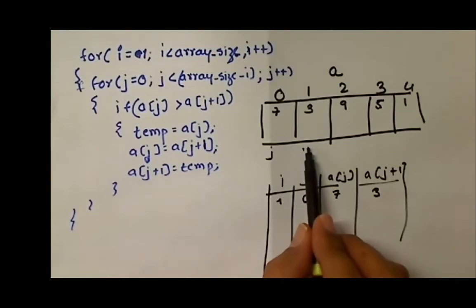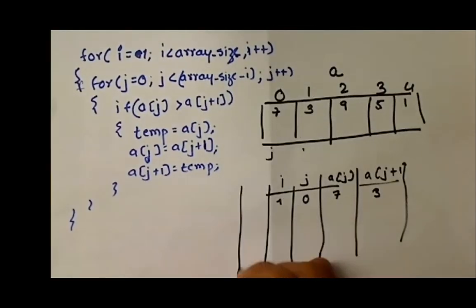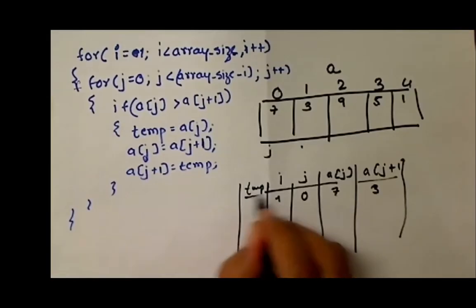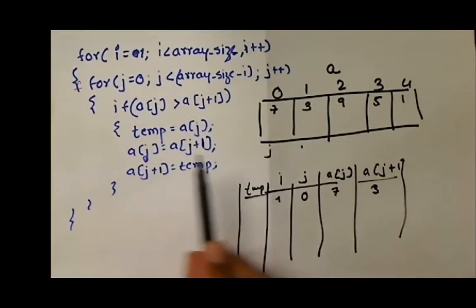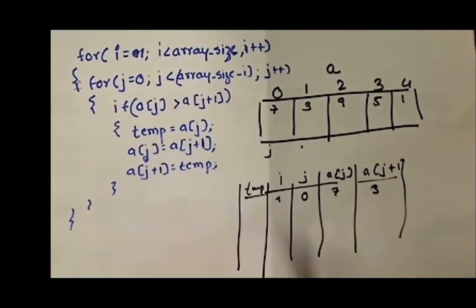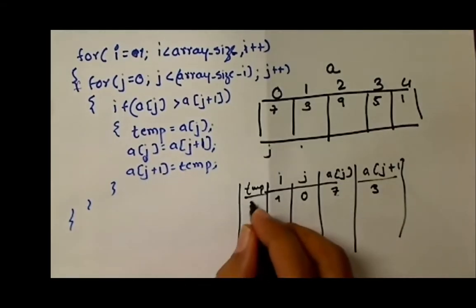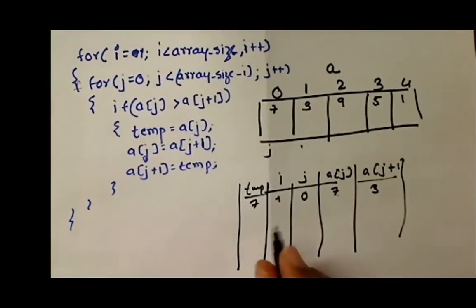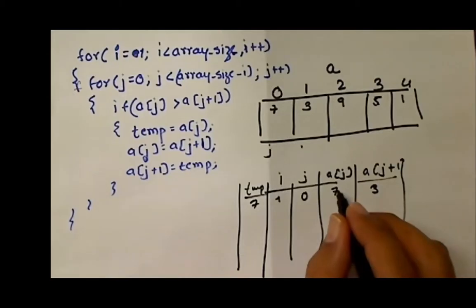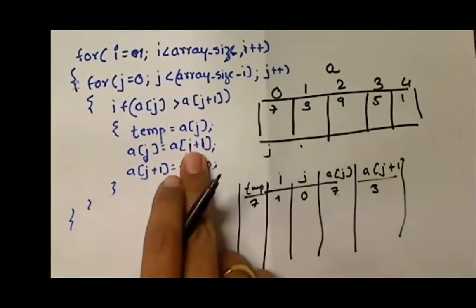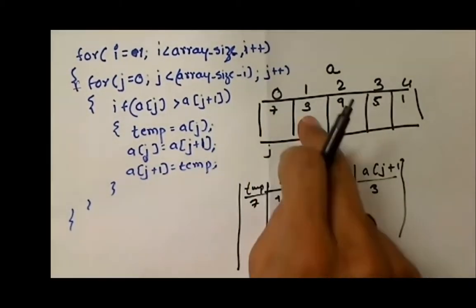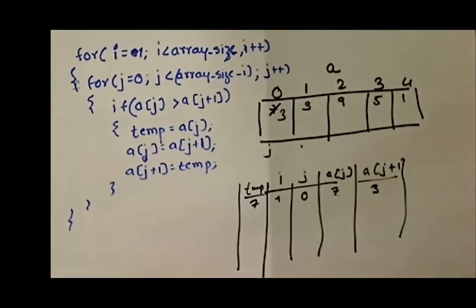The condition is true. Since it's true, we have one more variable called temp. So what am I doing? I'm saying temp is equal to a of j. In a of j, what value do I have? 7. So 7 is stored in temp. Then we write a statement saying a of j, that means this location, is equal to a of j plus 1. If j is this, j plus 1 is this, that means 3 gets stored over here.